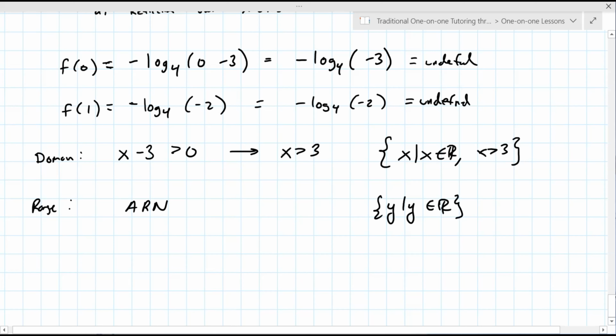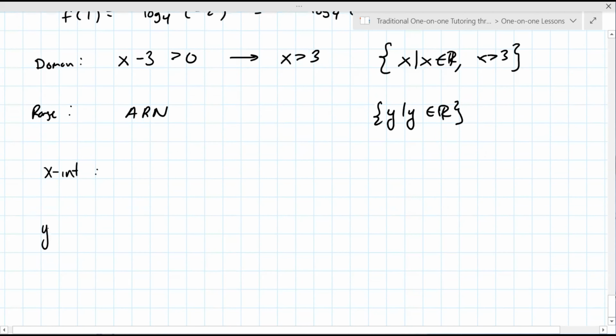Perfect. Okay. So now the next thing I would have you do is find the x-intercept and then the y-intercept. And just like your instructor noted, there may be none, but there's always an x-intercept.